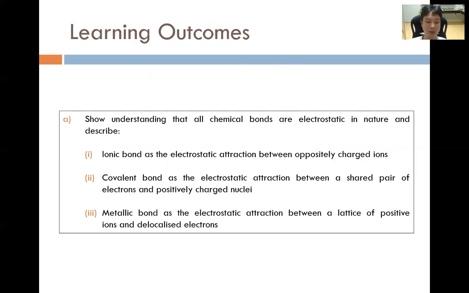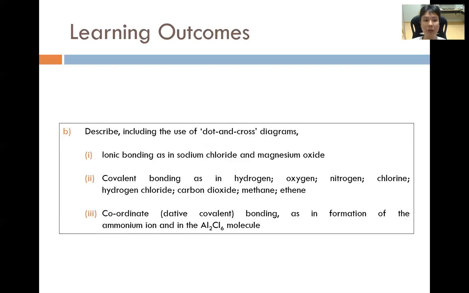Okay, I hope with these questions, you now understand how we can apply the concepts that we learned for these two learning outcomes to the questions in the A-level syllabus.